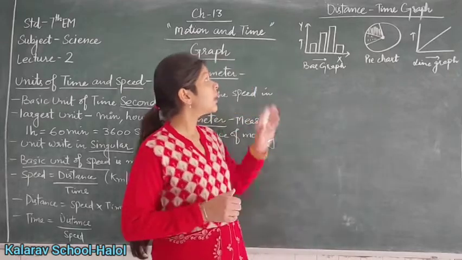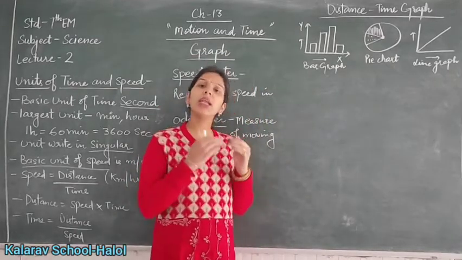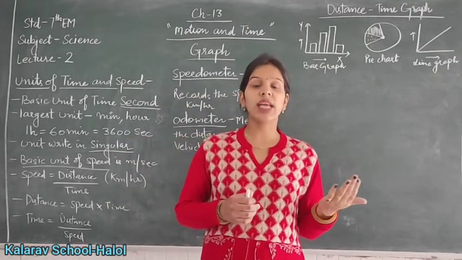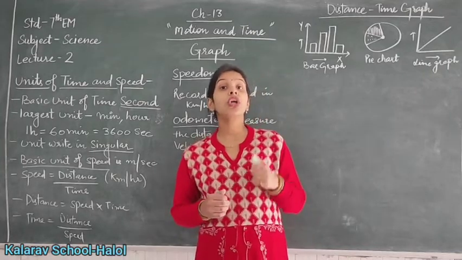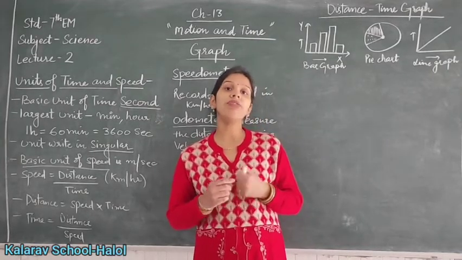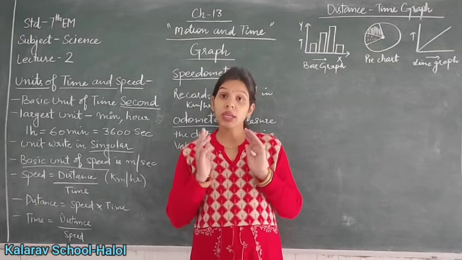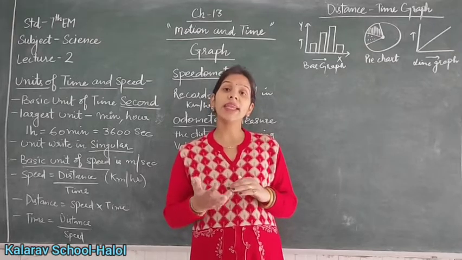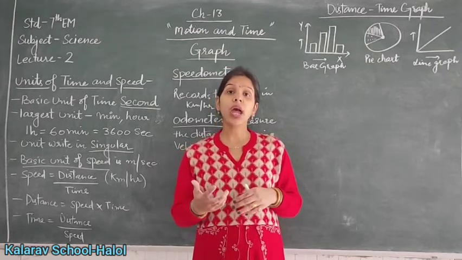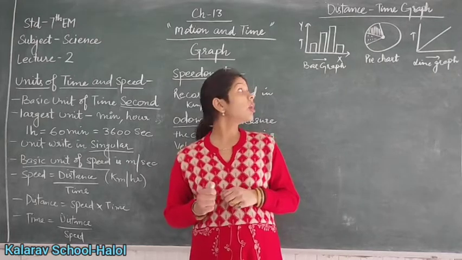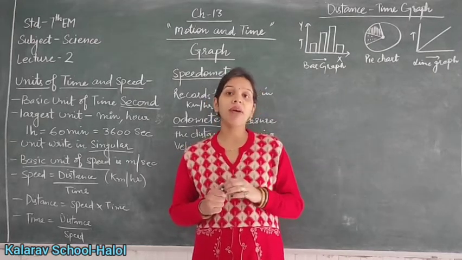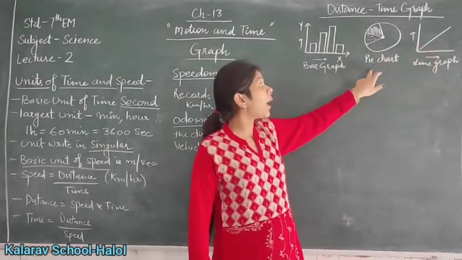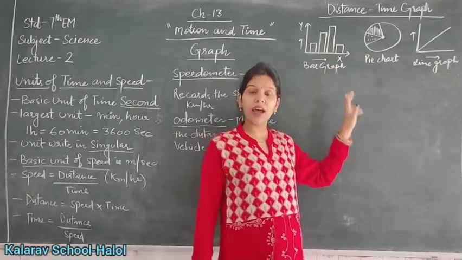So next is the distance time graph. There are a number of graphs you have studied in previous classes in the math subject. Your math teacher already told you what types of graphs there are, or in recent classes you already learned about the bar graph, line graph, pie charts, pictographs and many other graphs. So here we will discuss the distance time graph, which is generally a line graph. This is the line graph. This is the pie chart and this is the bar graph.